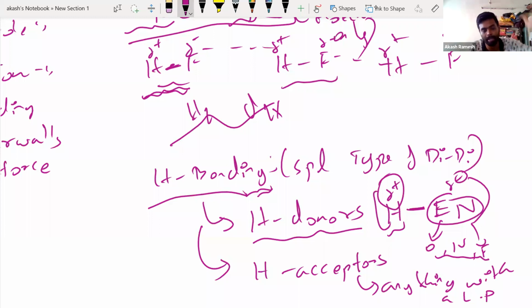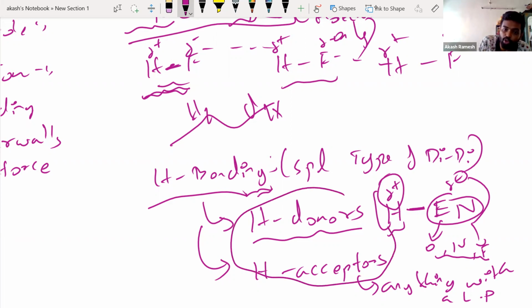Anything with a lone pair can be a hydrogen acceptor. Now, it's not that only a hydrogen donor should be present, nor that only a hydrogen acceptor will be present. Both of them should be present.